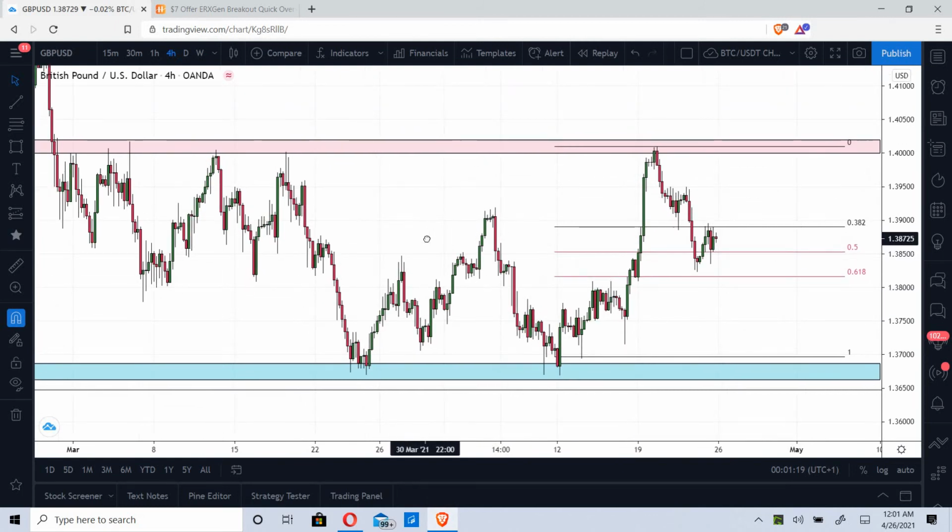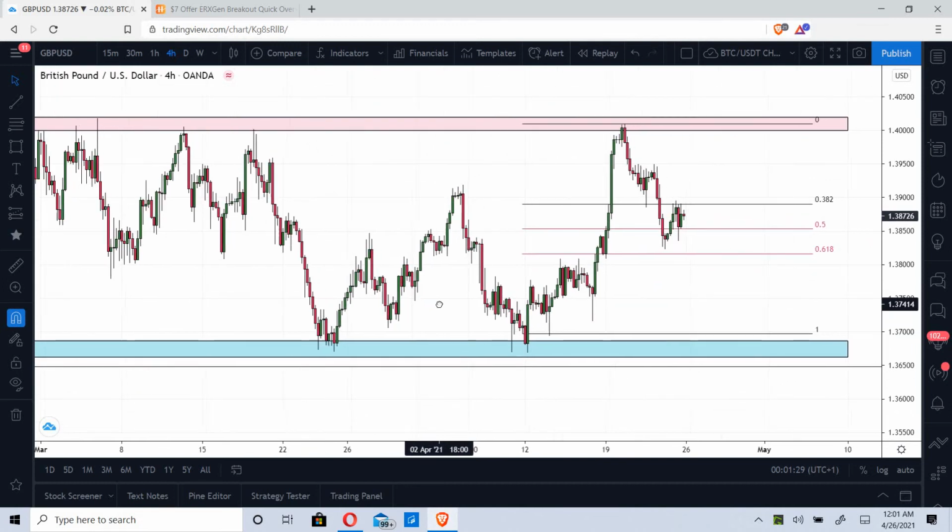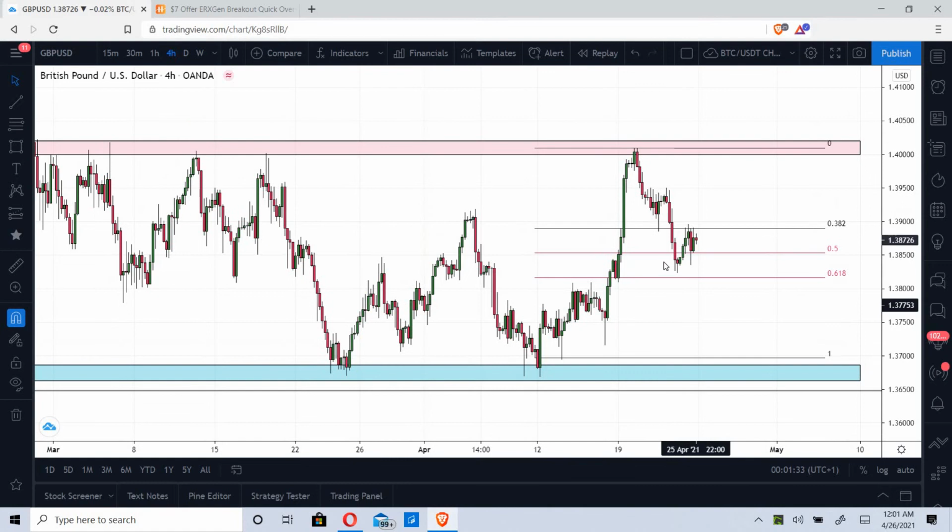When we can put our indicators, we're going to need two indicators here. One, we're going to need our simple moving average, and our RSI to give us additional confidence on what to do with this market.